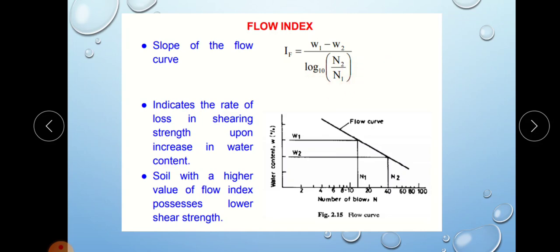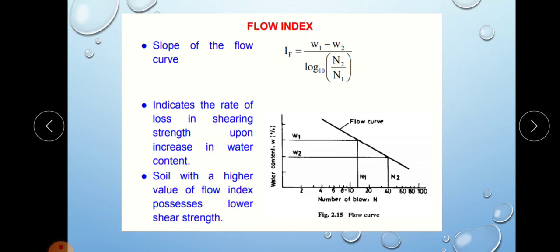This flow index indicates the rate of loss in shearing strength upon increase in water content. That is, when we are increasing the water content, the shear strength will be decreasing. So the parameter indicates the decreasing shear strength by increasing the water content, and the soil with higher value of flow index possesses lower shear strength. That is, flow index and shear strength are inversely proportional. If a soil has higher flow index, its shear strength will be low.